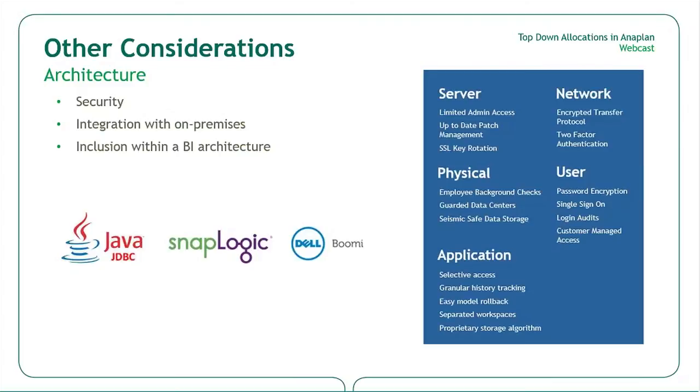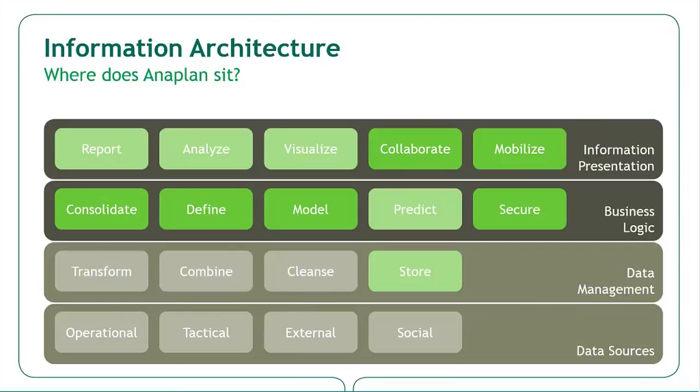Other architectural considerations would include things like how you integrate software as a service with your other on-premise data, or even other cloud-based solutions, and where it sits in your BI architecture. So there's a number of technologies to help you with that integration. We've got JDBC, we've got SnapLogic and Dell's Boomi technologies, and all three can be used to help you integrate data across your organisation.